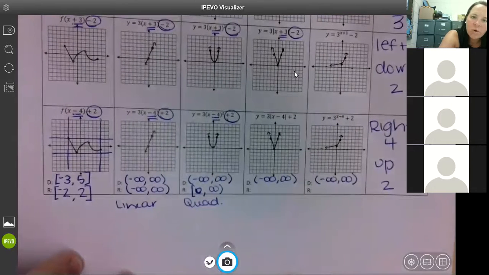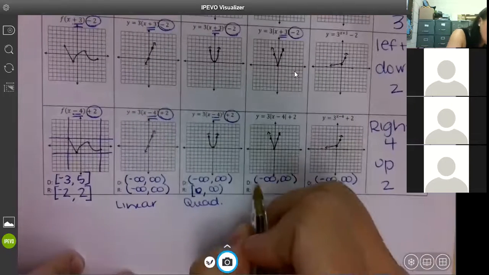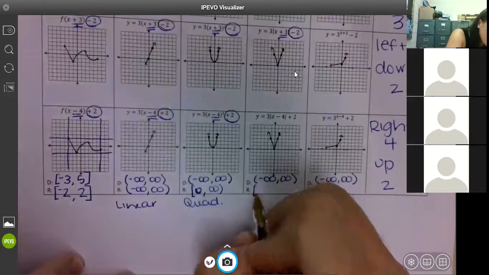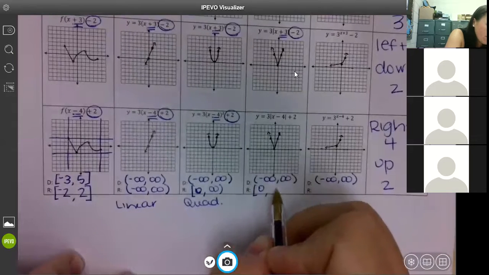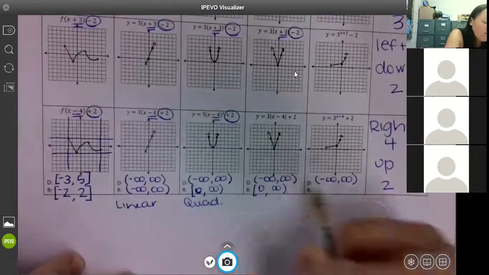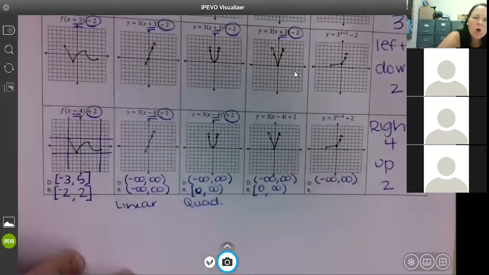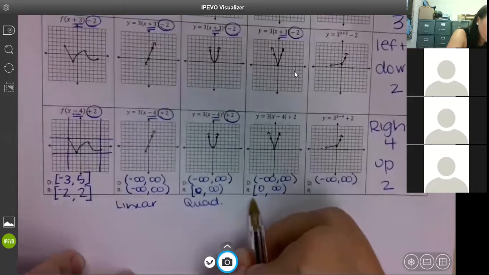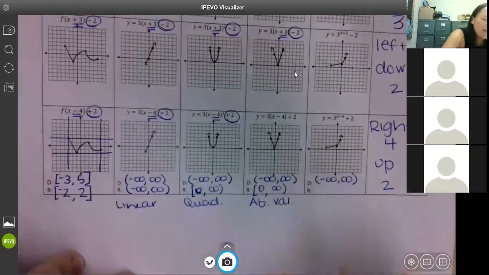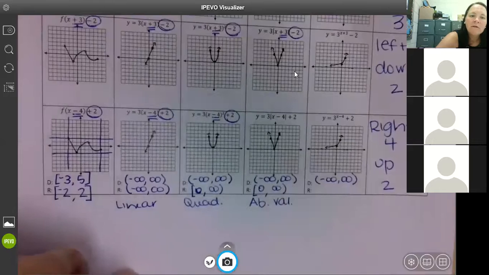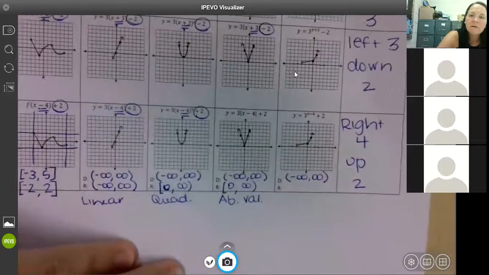All right, look at your next one. Also has a low point, also included because it's not a hole. What's the lowest point? 0. Highest point? Infinity. Notice those two are pretty much the same. What type of graph is that one? Absolute value. Guys, on your test, you're going to have to be able to know those. All of this stuff that I'm asking you right here is going to be on your test.